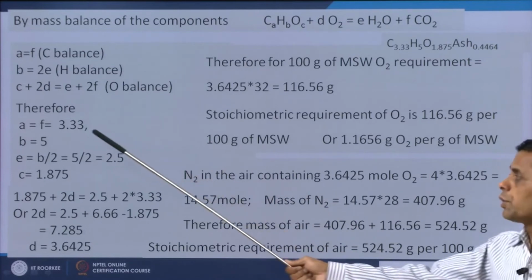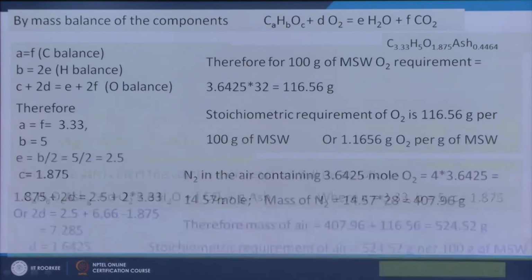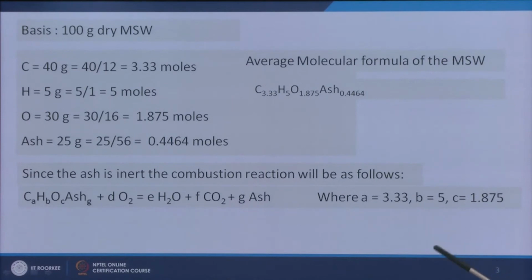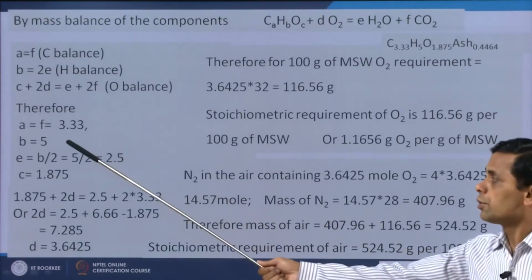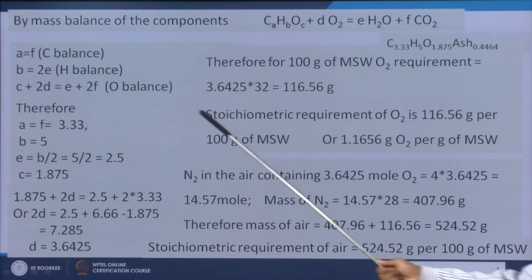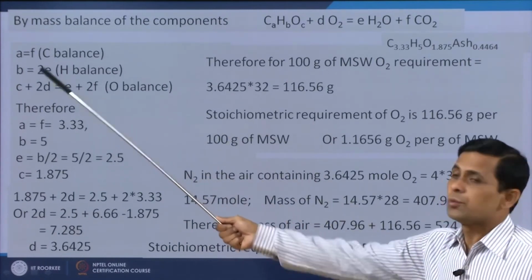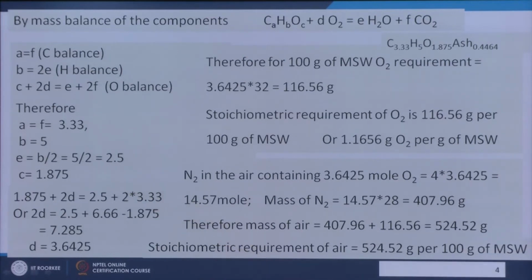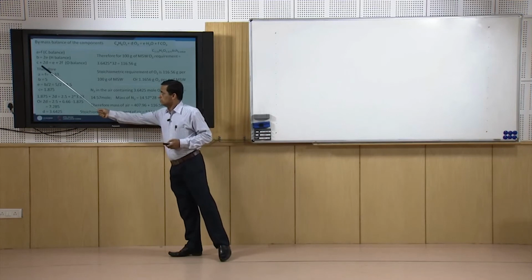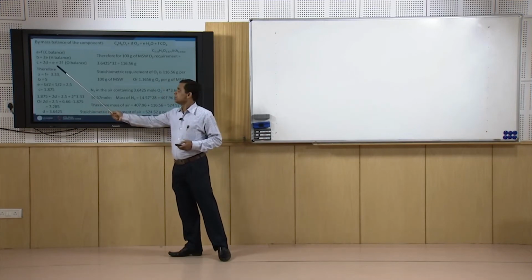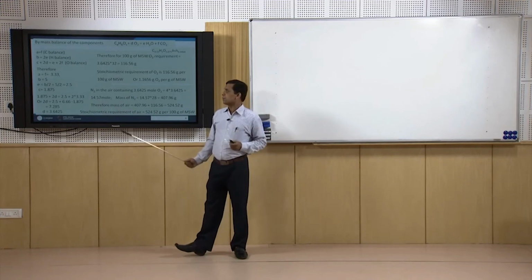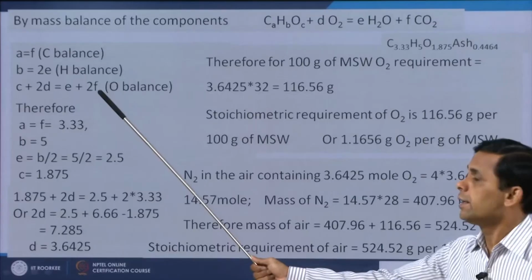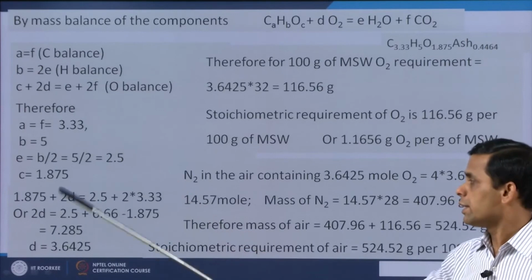So A is equal to F equal to 3.33, we have got 3.33. B is equal to 5, and B is equal to 2E, so E is equal to B by 2, 5 by 2 is equal to 2.5. C we already have as 1.875, and from the expression C plus 2D is equal to E plus 2F, if we replace the values of C, E and F, we can get the value of D.